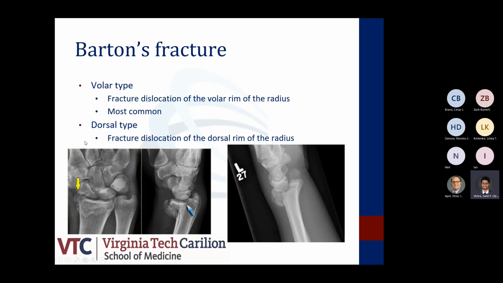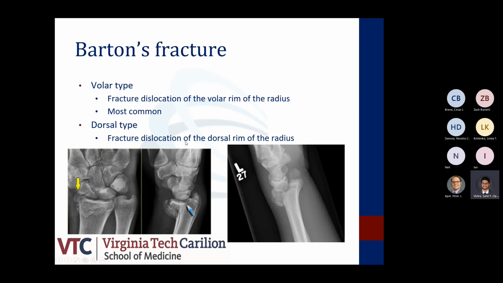Barton's fractures are broken down into volar type and dorsal type. The volar type is the more common of the two, and it's a fracture dislocation of the volar rim of the radius. You can see that here, in this picture, the dorsal cortex is essentially intact, and you have a fracture through the volar rim with shortening. And the lunate tends to follow whatever these fragments are doing. So it's important to recognize this fracture is not going to be treated well closed. That's one of the things you look out for.